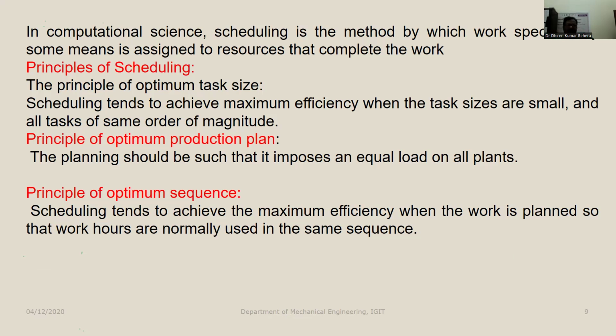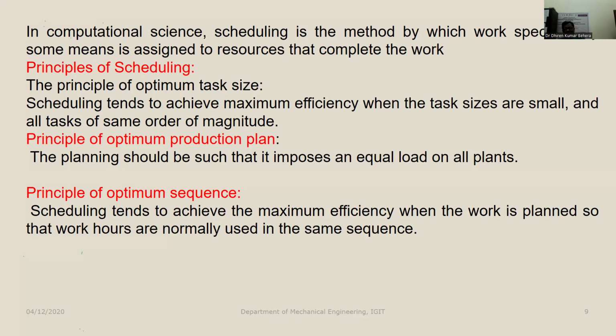So in computational science, scheduling is a method by which work specified by some means is assigned to resources that complete the work. I repeat, in computational science, scheduling is the method by which work specified by some means is assigned to resources that complete the work. So what are the principles to be taken care of? You can say principles of scheduling.